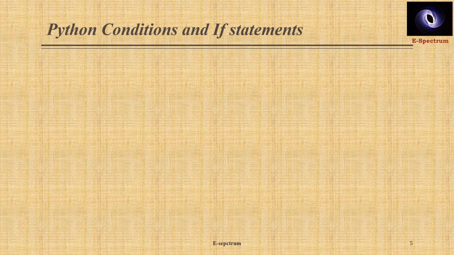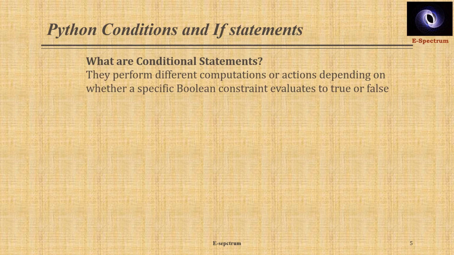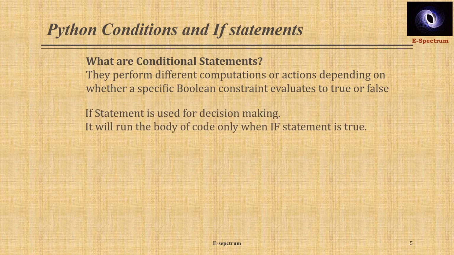Next that we will be discussing in detail is if statements. So what is a conditional statement? They basically perform different computations or actions depending on whether a specific Boolean constraint evaluates true or false. That is, if a question is asked, if it is yes, I will do one task. If it is no, I will do another task. The if statement is used for decision making, it will run the body of code only if the condition is true.